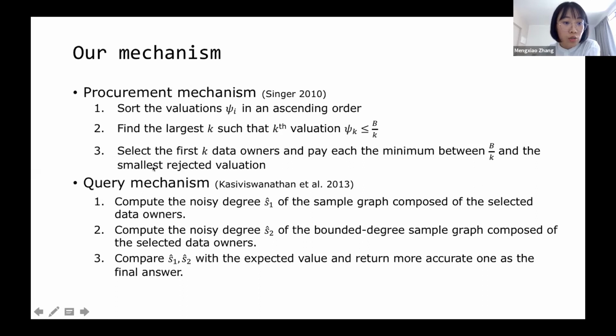Then the query mechanism collects the data from the selected data owners, and the data of the selected data owners compose a sample graph. Then the query mechanism computes two numbers. The first one is the noisy degree of the sample graph, and the second is the noisy degree of the bounded degree sample graph. Then we compare the two estimates with the expected value and return the more accurate one as the final answer. So as we have shown here, we have addressed the privacy and the accuracy problem at the same time.